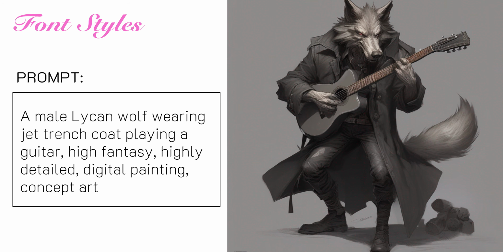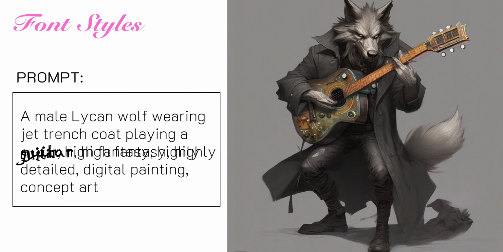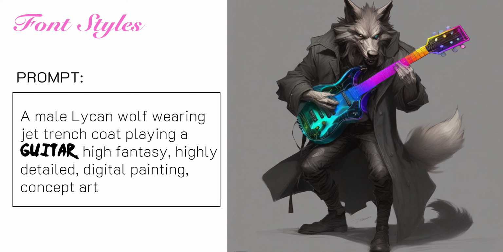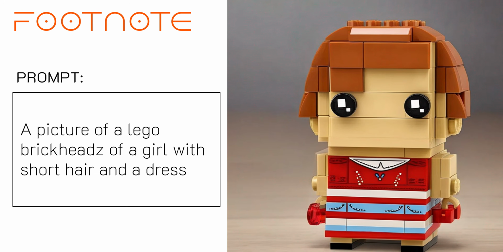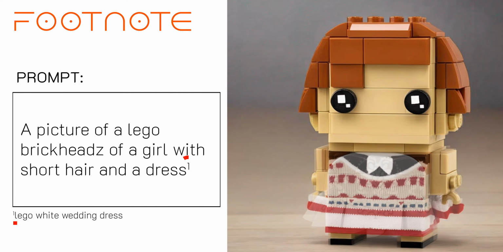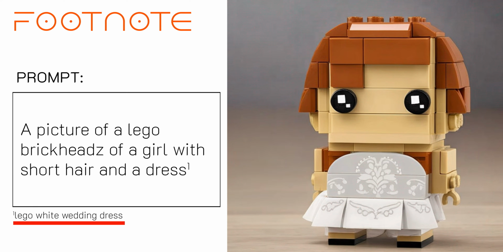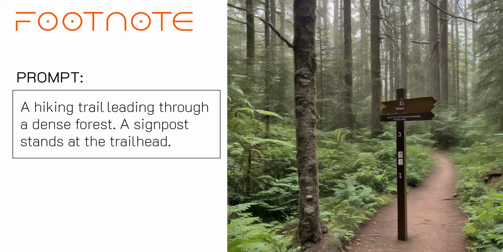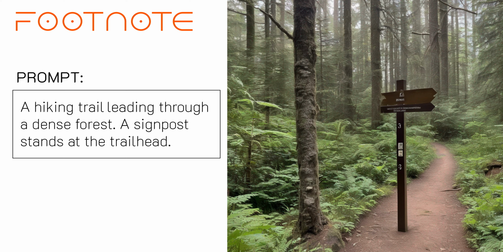Here's another example of font styles. The image looks great, but the guitar looks a little bit boring. Let's spice it up by describing various styles for the guitar. The footnote provides additional descriptions that complement the original text. For example, you can use it to describe what kind of dress this Lego girl wears. Footnotes also provide an excellent way to interactively explore your visual imaginations.